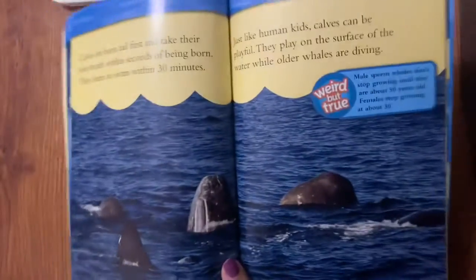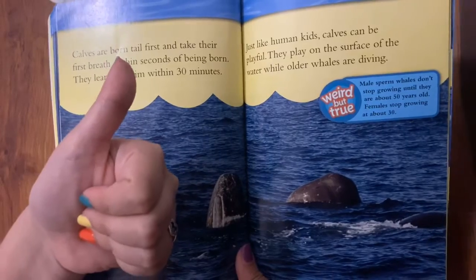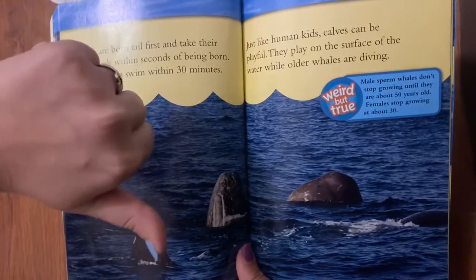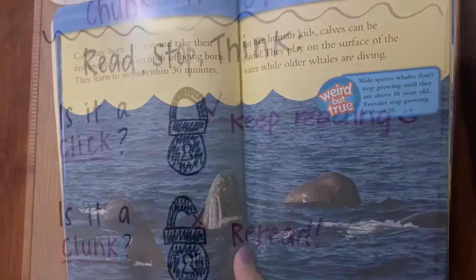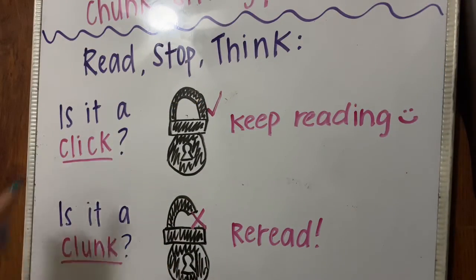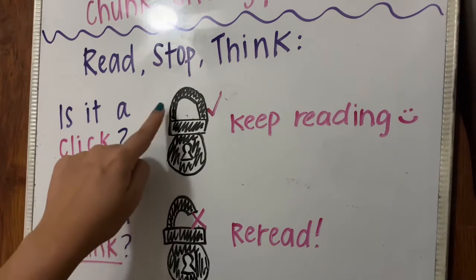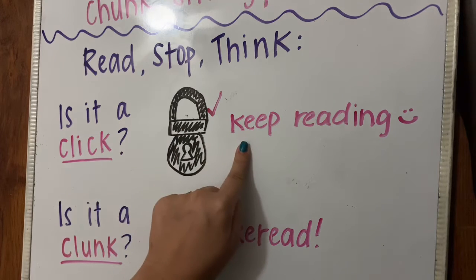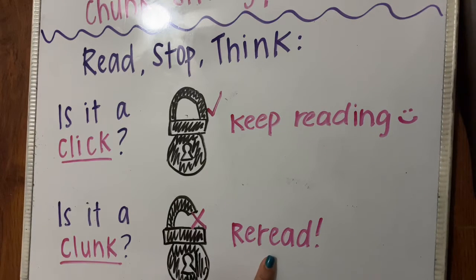So again, I went through every sentence and I decided if it was a click, it made sense, or a clunk, it didn't make sense. And if something did not make sense, I went back and I reread it. Okay, boys and girls, so this was an overview of the click and clunk strategy. So remember that if something clicks, it clicks in your mind and it makes sense and you can keep reading. Now, if it's a clunk, it doesn't click, it doesn't sound right, it doesn't make sense, you don't understand it, that's when you go back and you can reread it until it becomes a click. So keep rereading until it makes sense.